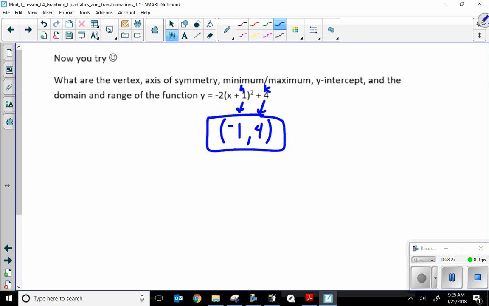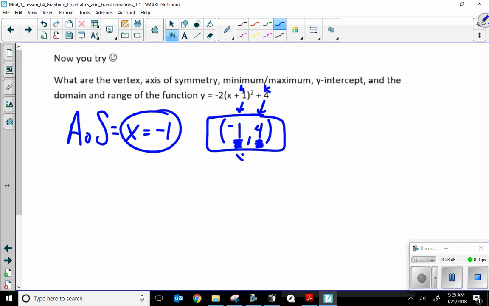It's easier. What about my min or max? My min or max point is always in the vertex. Okay? My axis of symmetry is always in the vertex. My axis of symmetry is always x equals -1. That's your x value. My min or max, okay? First of all, is this a min or max? My a value is -2. Therefore, a is less than 0, which means the frowny face. It opens down, doesn't it?